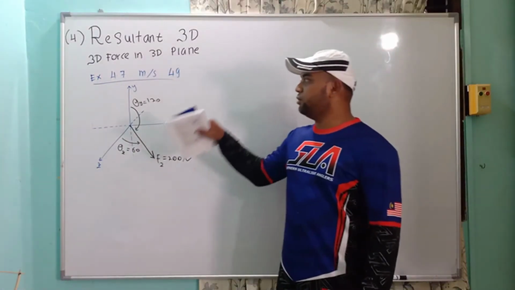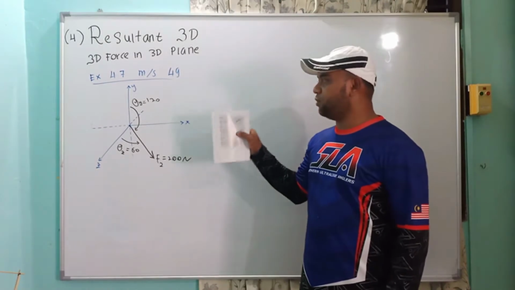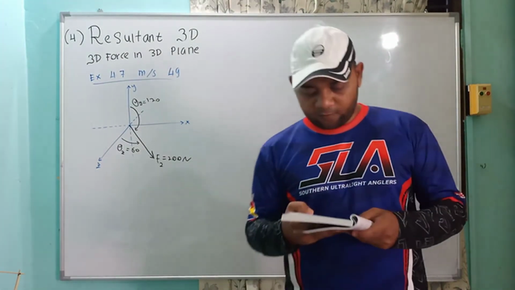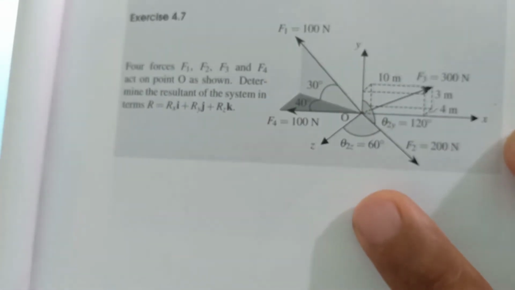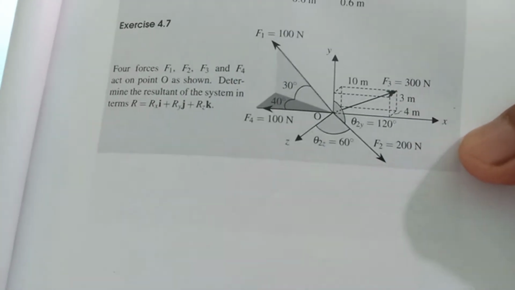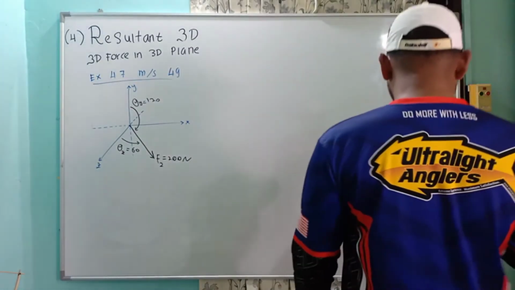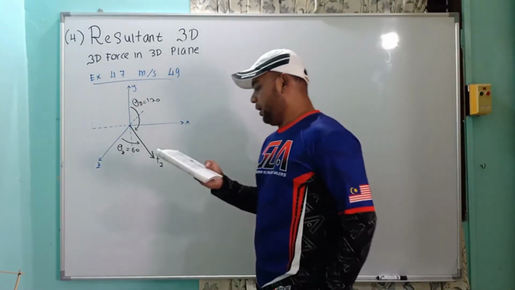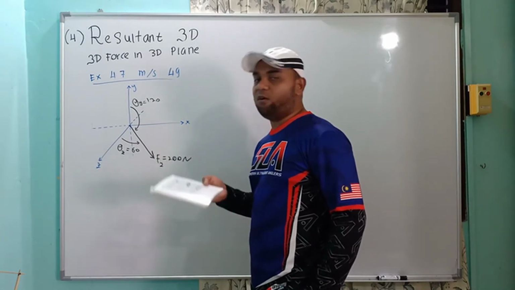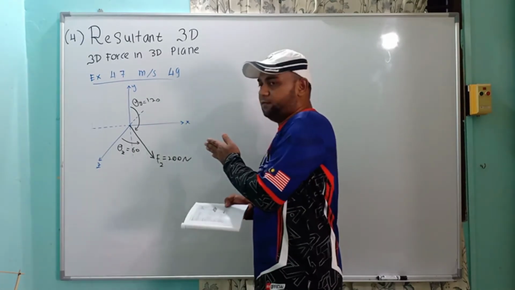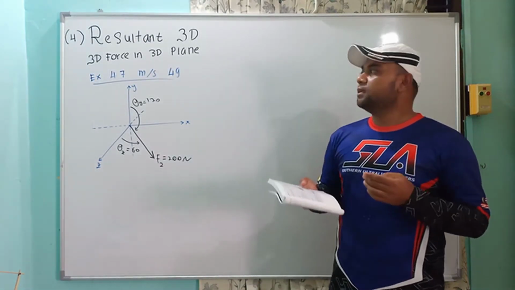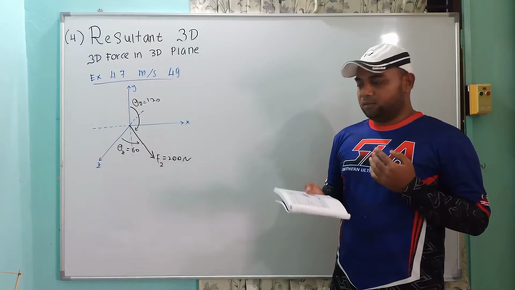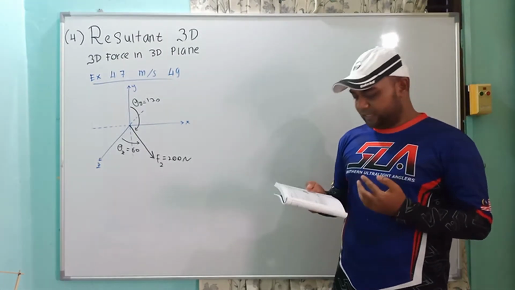So we will look at this example, which is exercise 4.7 here. In this exercise we have four forces, but for this first example I just want you to focus on F2, for which we can use the first angle method.